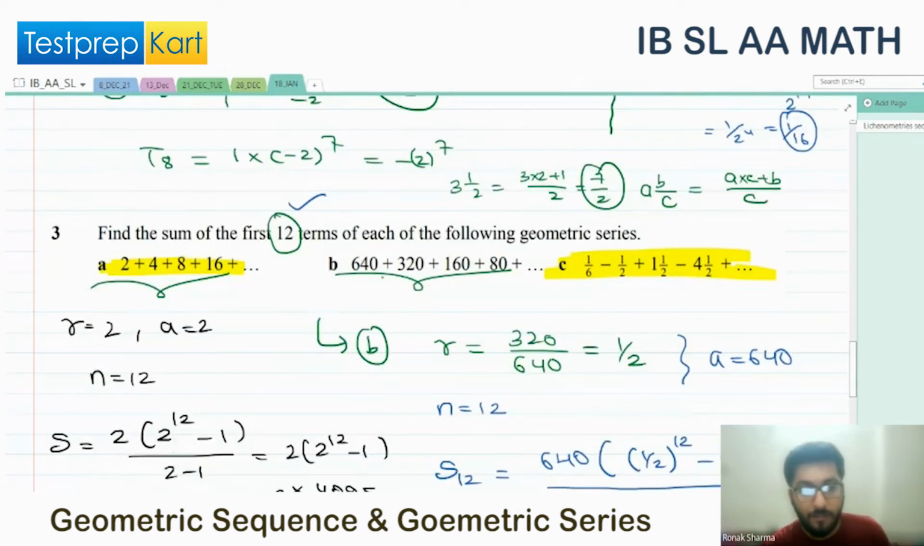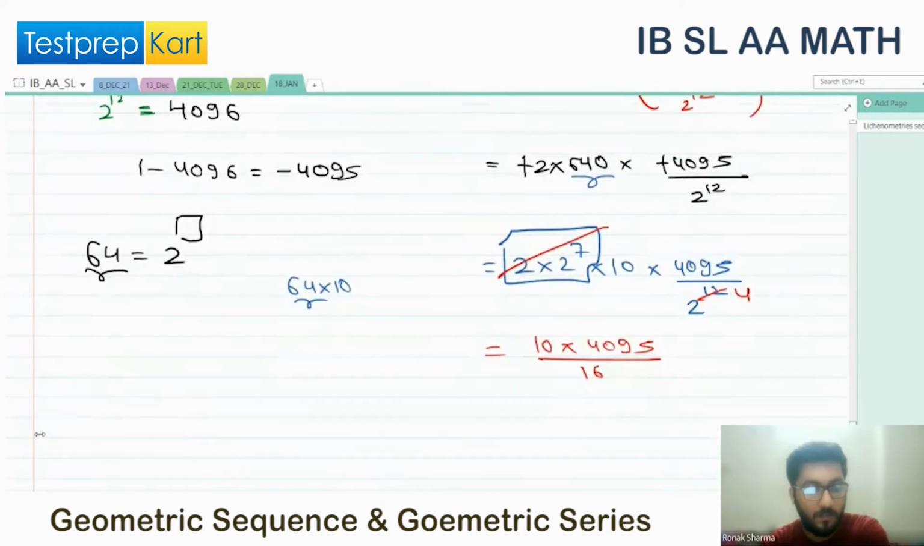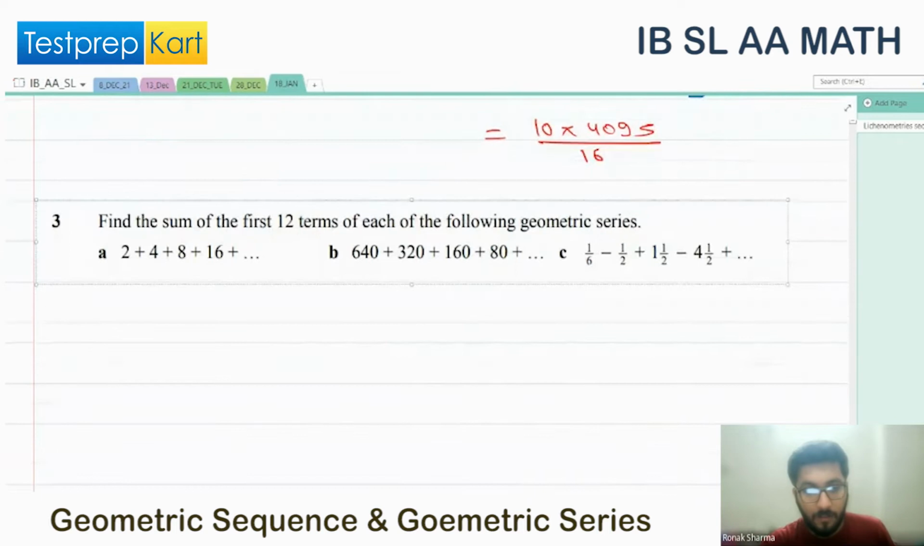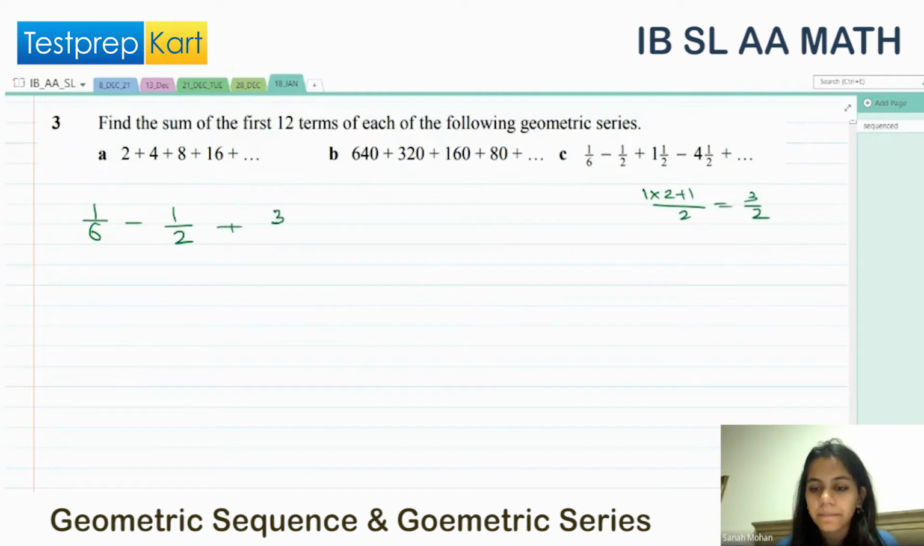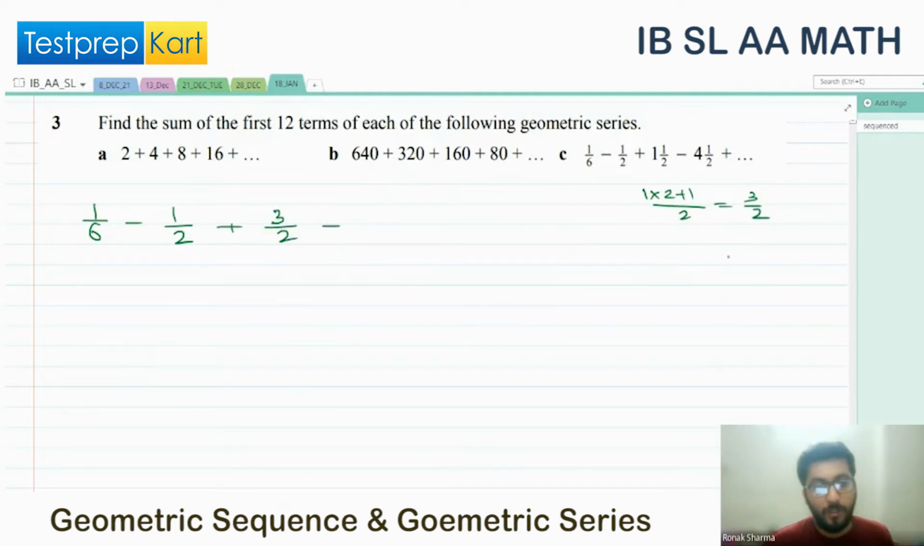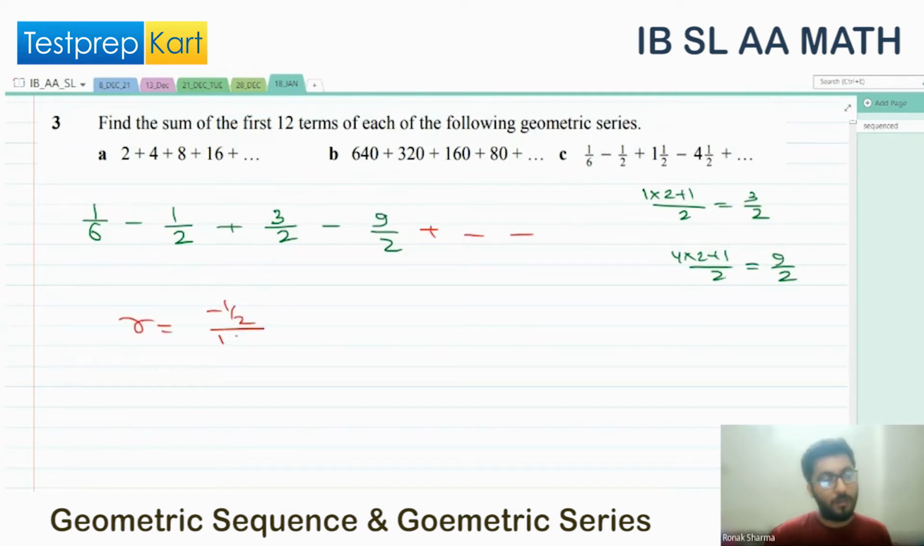Now see, we have 1 by 6 minus 1 by 2, let me write it here. 1 by 6 minus 1 by 2 plus 1 and 1 by 2. So can I write it as 1 into 2 plus 1 by 2, that is 3 by 2, and minus 4 into 2 plus 1 by 2, that is 9 by 2. So I can see that R will be negative 1 by 2 divided by 1 by 6.